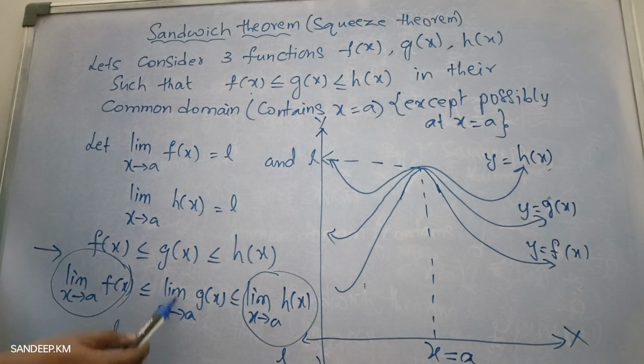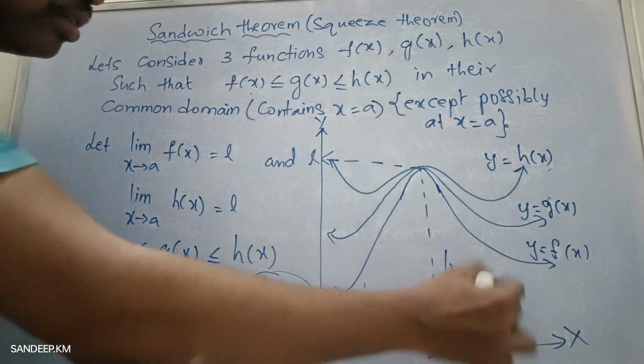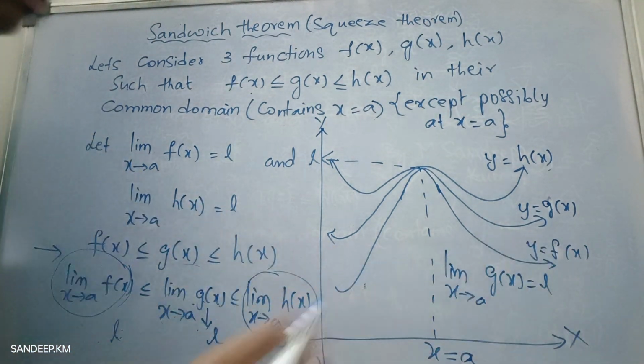So the limiting value of g of x is sandwiched between two finite numbers, L and L. What is the meaning of it? See, I'll say one thing. This answer is sandwiched between L and L. That means this answer is greater than or equal to L and also less than or equal to L. What is the only possibility? Of course, this value is also L. So therefore we can say that limit x approaches a, g of x is also equal to L. Correct or not? So we can say that limit x approaches a, g of x is also equal to L.